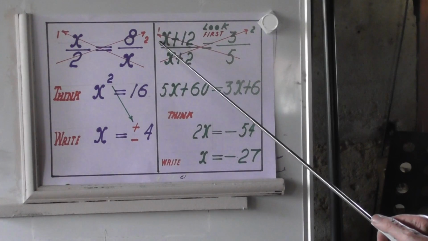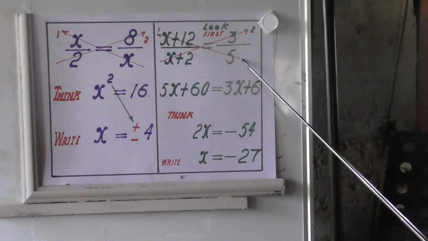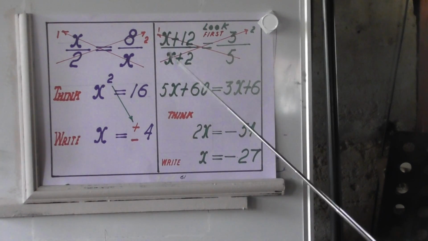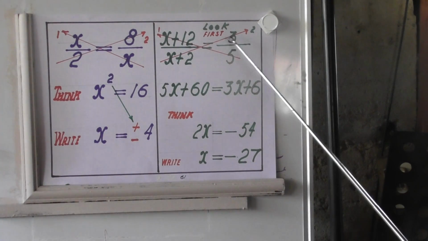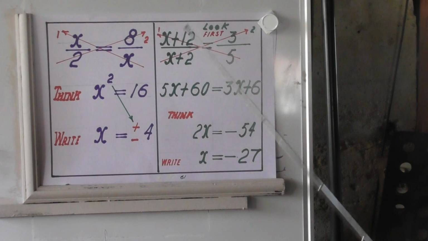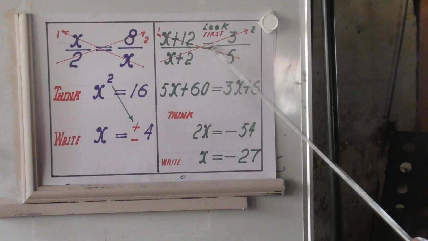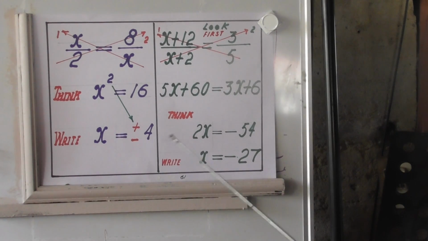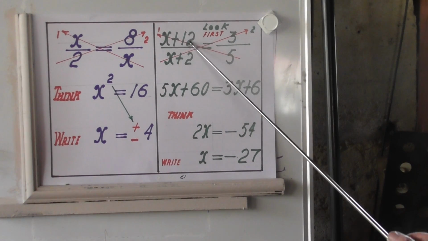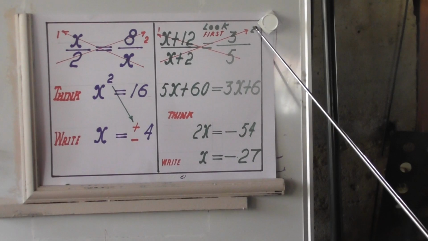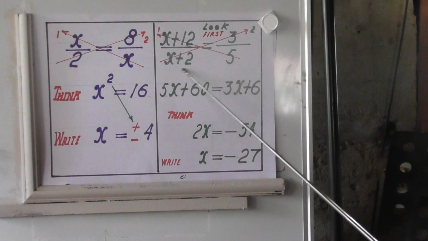This is 5x equals 3x. So I would rather have the bigger one on the left. If the 5 had been here and the 3 there, so I can see that this is 5x and that is 3x. I want the 5x on the left. 5x positive 60. Now this line is 3x positive 6. That looks already much better.